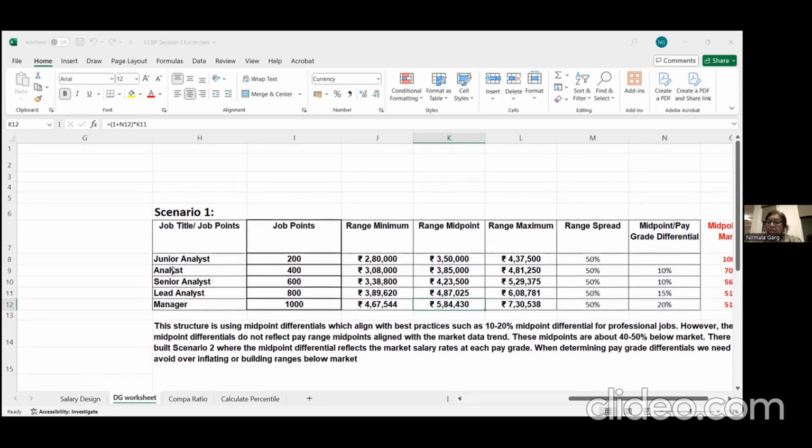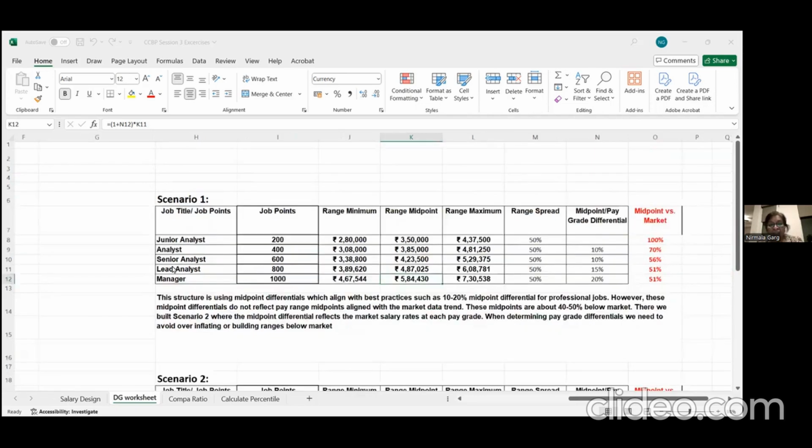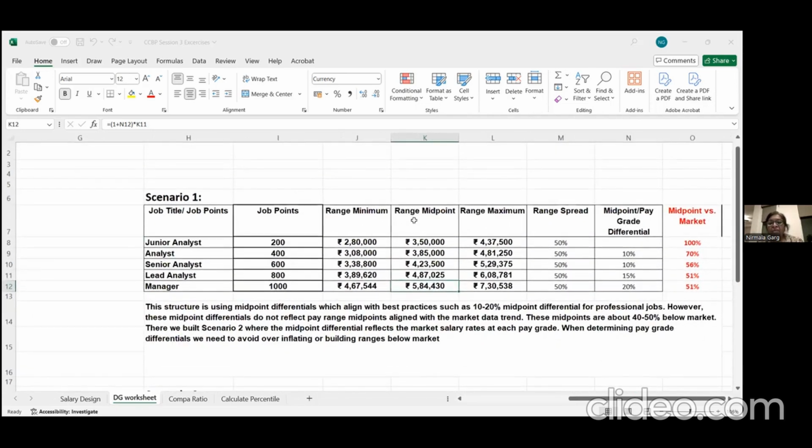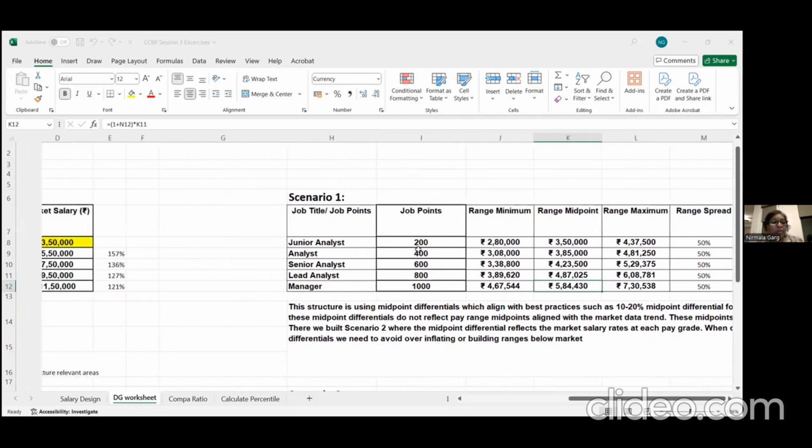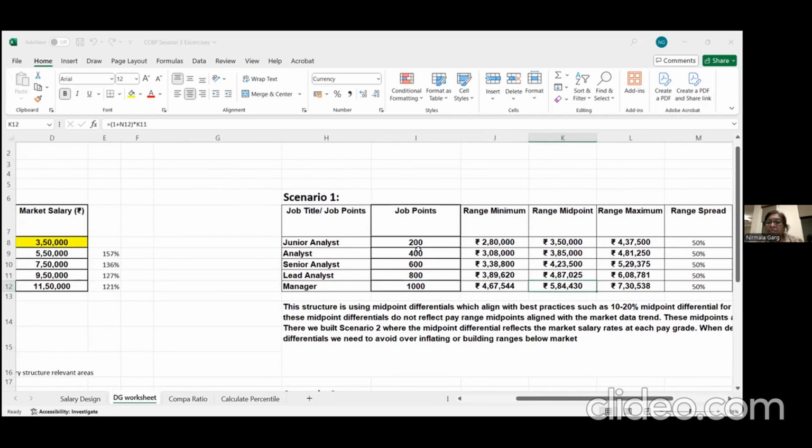You will look at quickly what kind of midpoint differentials I will give. For example, I started with, say, 10%, looking at the titles like analyst, senior analyst, and lead analyst. I said, let the midpoint differential be 15%, and for the manager, 20%. Okay. Now to get my range midpoint here, what do I need to do? First of all, the second step is that the first range midpoint will be the lowest of my market data or the lowest of my pay line data. So here, what is it, the lowest? 3,50,000. Okay. So that is my midpoint for this. Got it? Very clear?